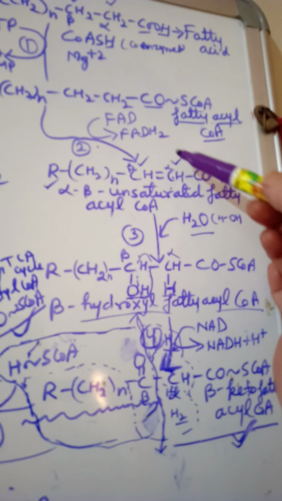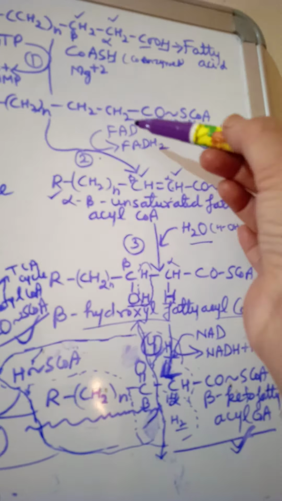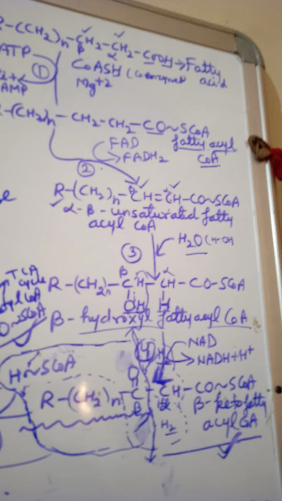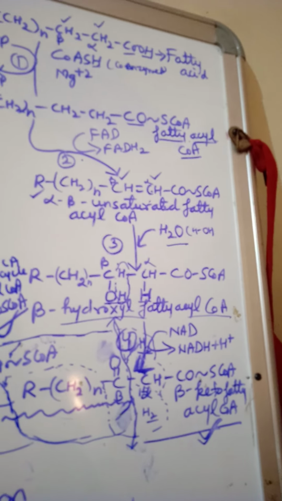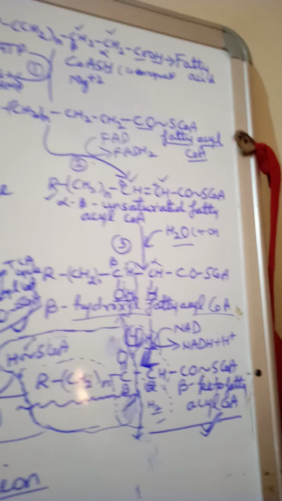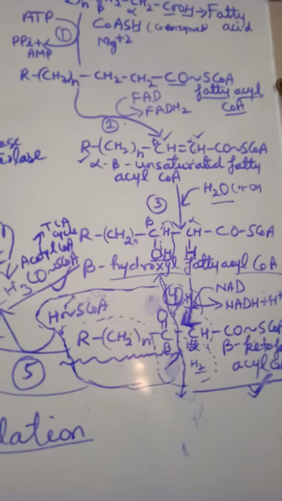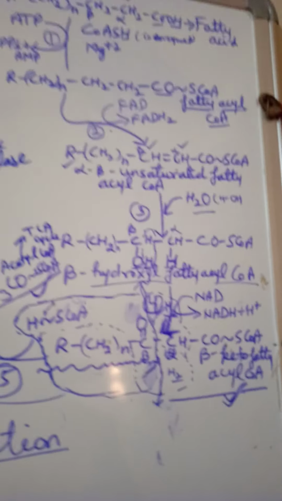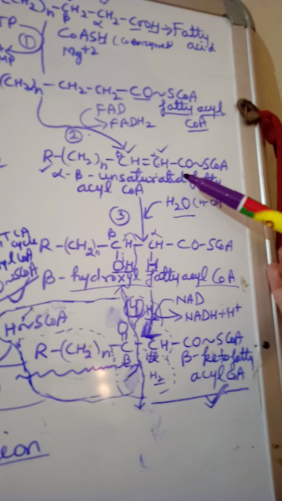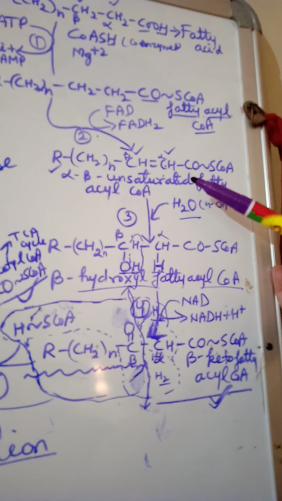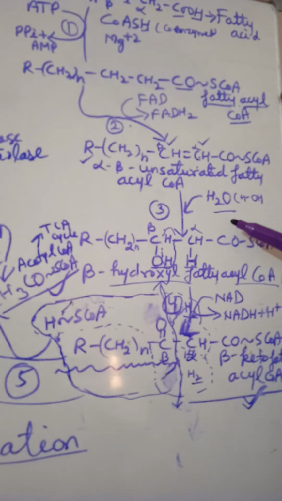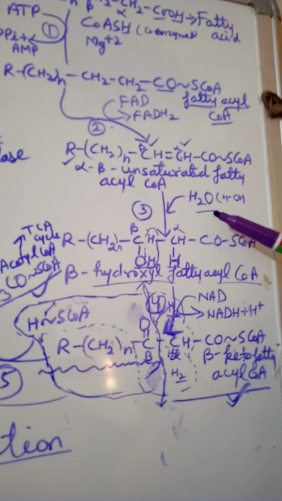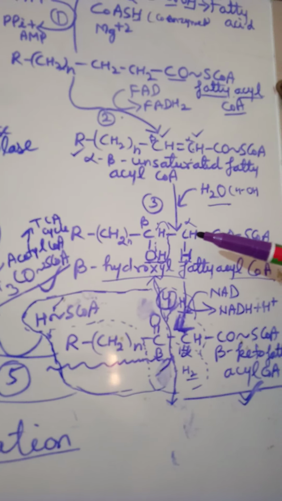This unsaturation happens in the presence of FAD and the enzyme dehydrogenase. So after step 3, we have the event of hydration. In the next step, the alpha beta unsaturated fatty acyl coenzyme A is hydrated in the presence of the enzyme enoyl hydrase, via attaching a hydroxyl to the beta carbon and a hydrogen at the alpha carbon.